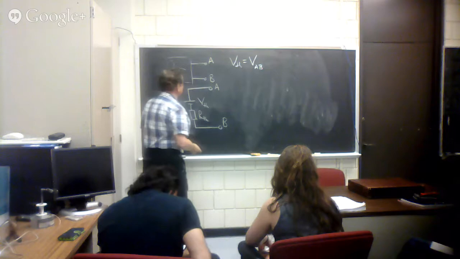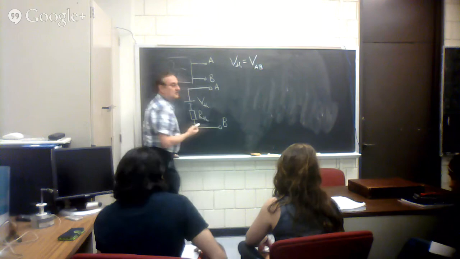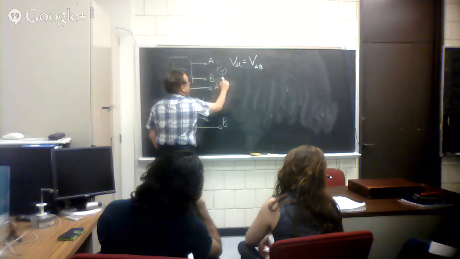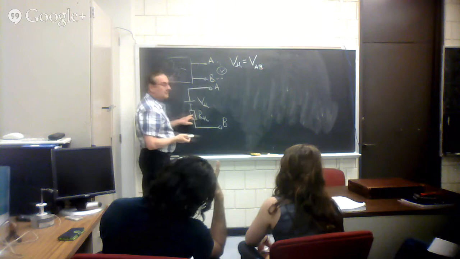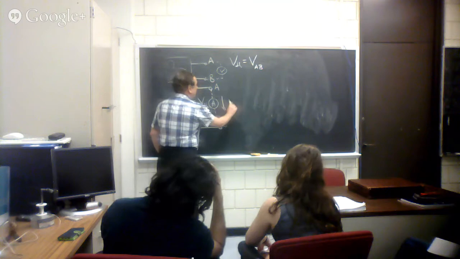However, R7 is defined like this. Measure, connect in terms of operations. In other words, here I'm connecting an ideal voltmeter measuring V7. To find what R7 is, I connect here an ideal ammeter, and I measure the current I call I short circuit.